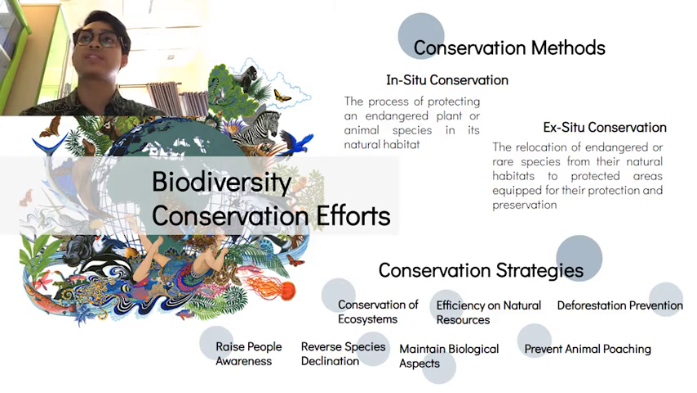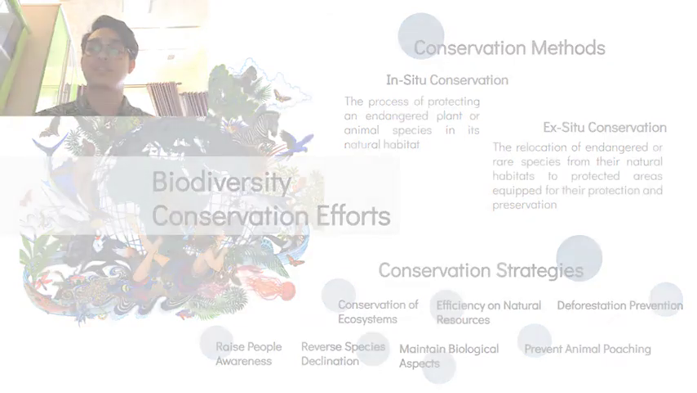And we do have a lot of strategies here, but these are the most efficient ways to do conservation. The first one is the conservation of the ecosystems. The second one is efficiency of the natural resources, deforestation prevention, raising people's awareness, reversing species decline, maintaining biological aspects towards any habitats, and preventing animal poaching. And that is all from the biodiversity conservation efforts.